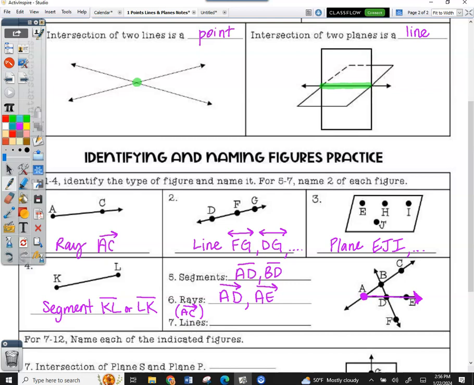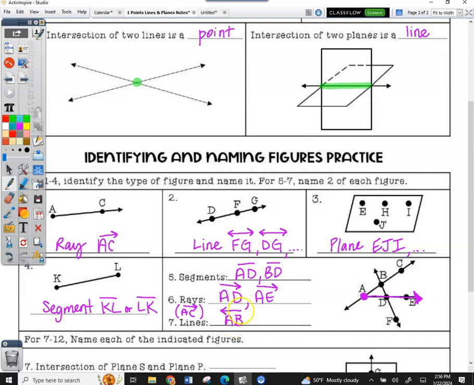Okay, lines. How many lines are in this picture? 3. There's 3 distinct lines, and then because of all the points on them, I could name a slew of lines, right? Just give me 2. Say it again. AB, okay.